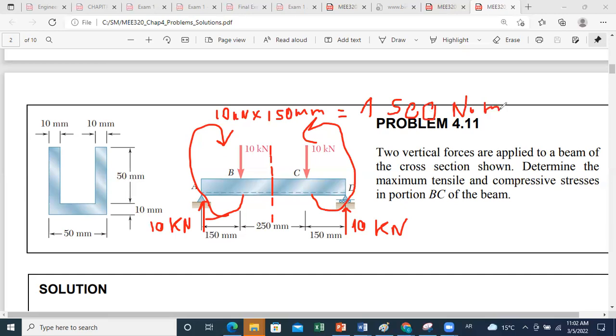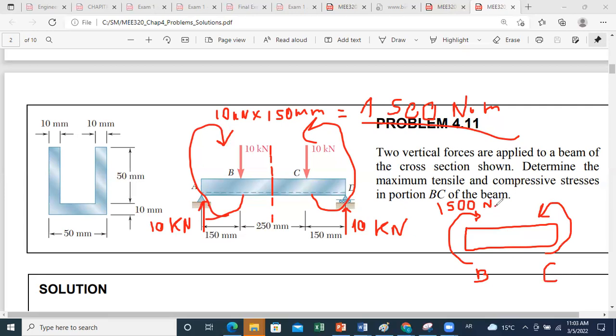Okay, and then I know what the magnitude of my bending moment is, and portion BC will be subjected to bending action, because if this is BC, I have the following action on it. I have from both sides a couple applied equal to 1,500 Newton meter.